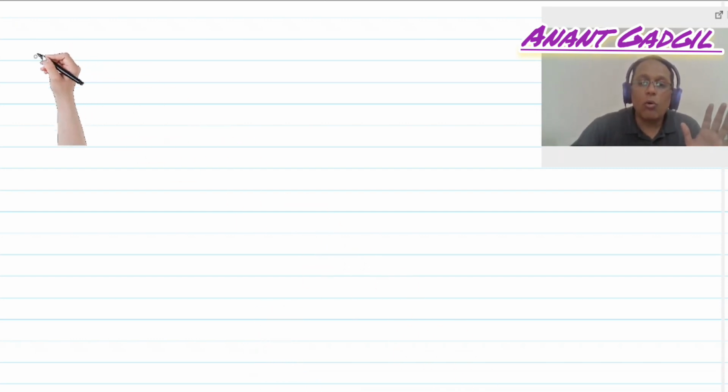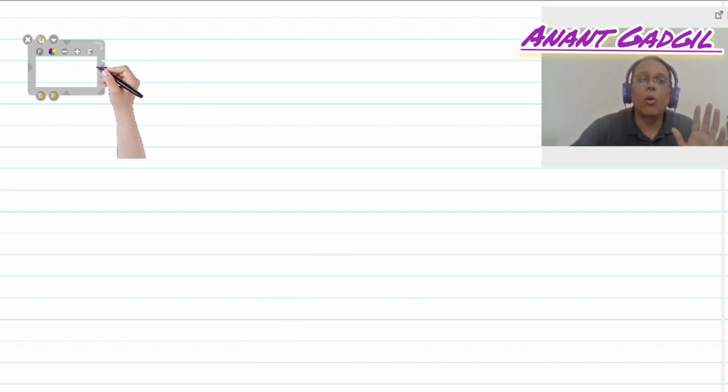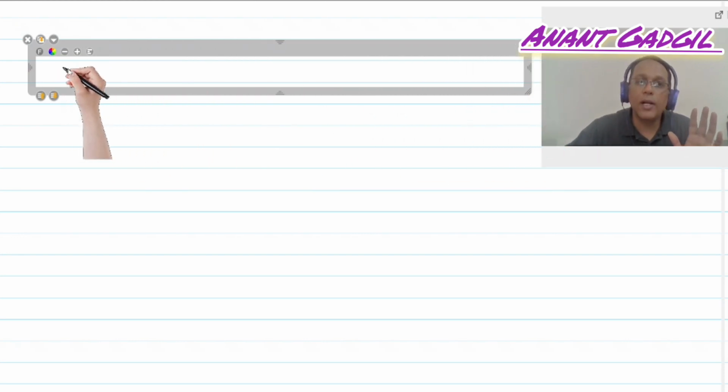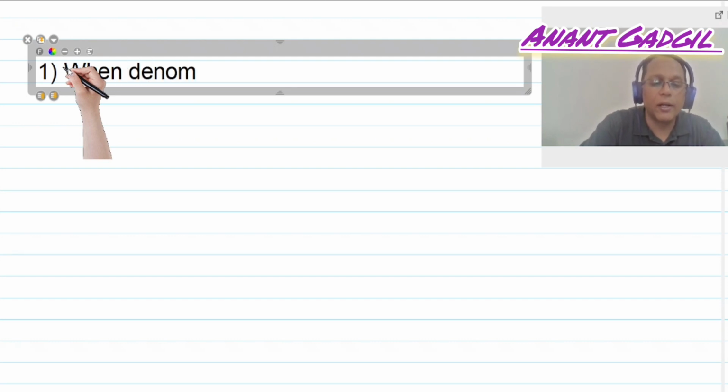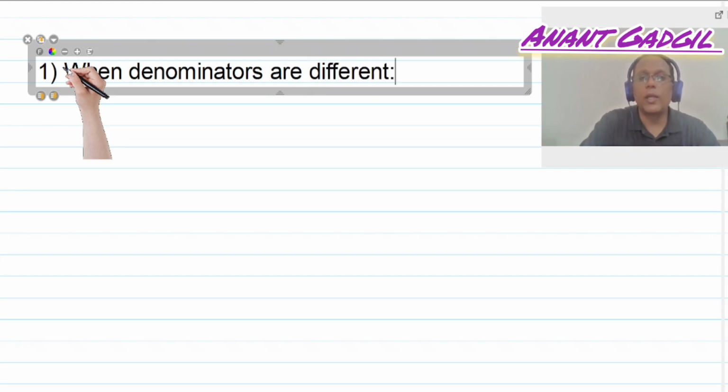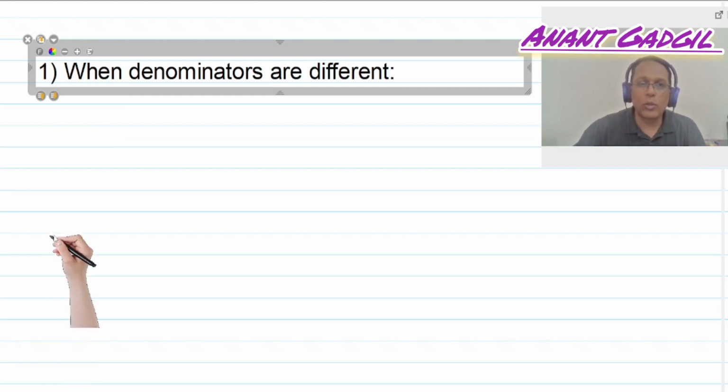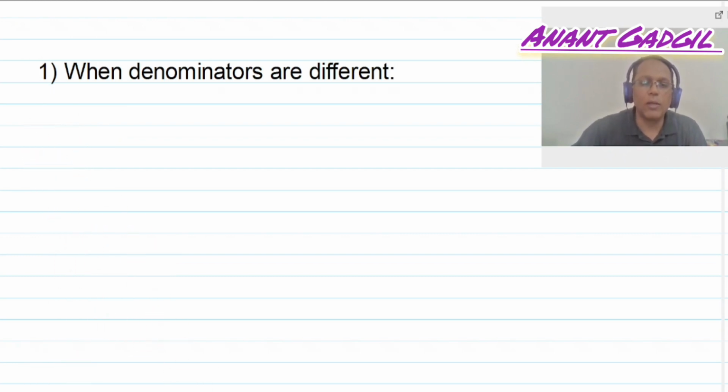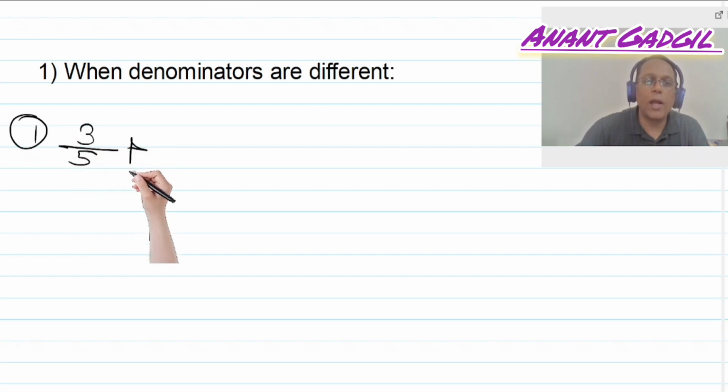Now what to do if the denominators are not same? If the denominators are different, then there are two methods by which we can solve. Okay, so two methods. I am going to tell you both the methods. The first one, we are going to solve the first question now. 3 by 5 plus 21 by 10.